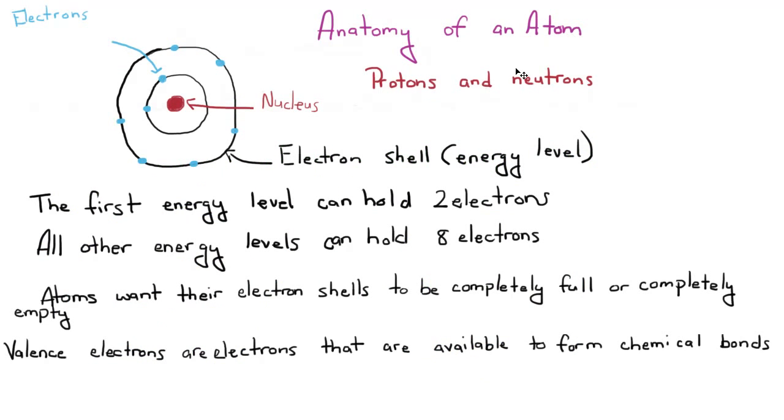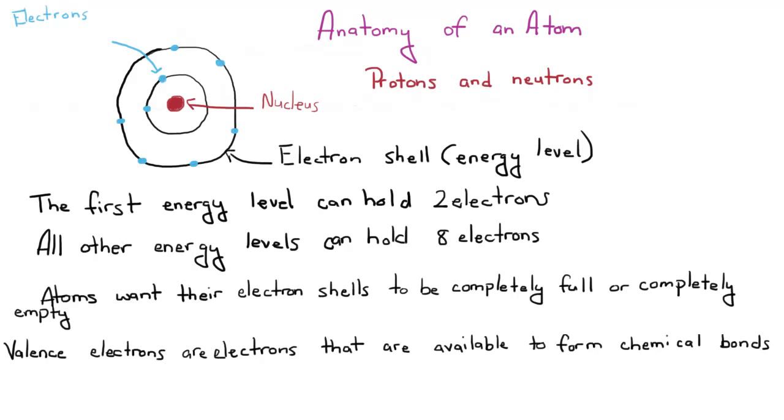This is the basic anatomy of an atom. You've got the nucleus, which houses protons and neutrons. You've got energy shells, or electron shells, energy levels, orbiting the nucleus. And then you've got electrons, which are located on these energy levels that are orbiting the nucleus. The first energy level can hold 2 electrons. The second energy level can hold 8. For all intents and purposes, we are going to say that all other energy levels can hold 8 electrons. This is not exactly true, but don't worry about it.